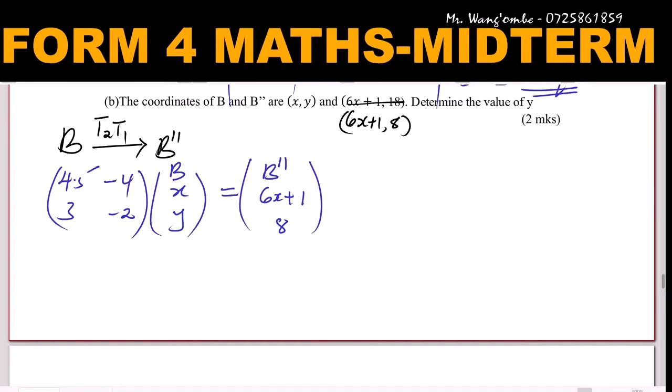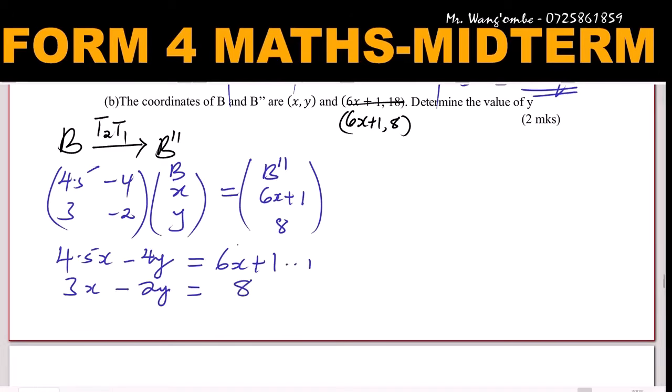So this will help us now to calculate the value of y. Since you know how to multiply this, when you pre-multiply the left hand side, you shall get 4.5x minus 4y is equals to 6x plus 1. You'll form two simultaneous equations. Then we have 3x minus 2y is equals to 8. So you have two simultaneous equations to solve here. You can use any suitable method to solve these.